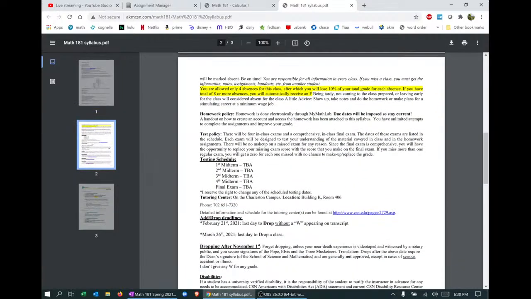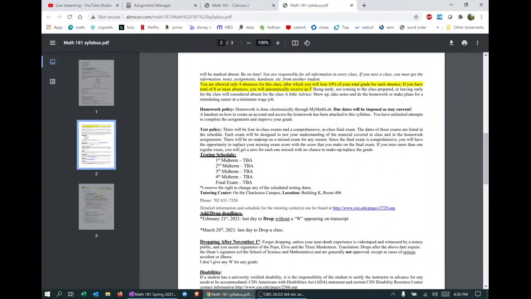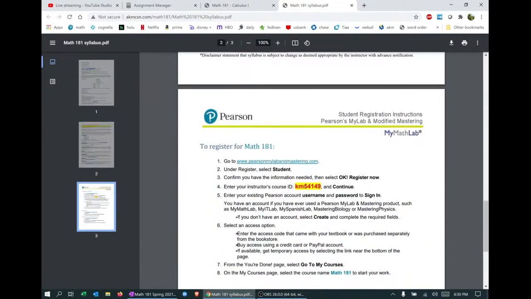Don't worry about the attendance. I don't do attendance. The exam dates will be updated. The code. This is the code you're looking for right over here. You get a 2 week free trial. If you don't have money to pay for it, you get a free trial for 2 weeks. After that, you have to pay for it, and then you register for this.